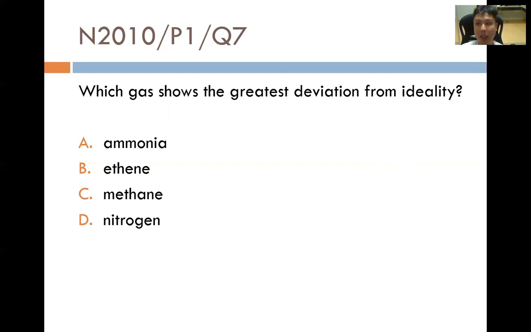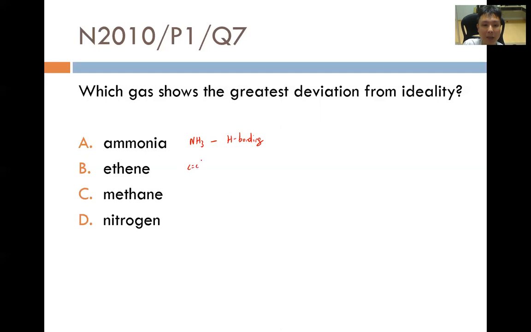And generally, the stronger the intermolecular forces of attraction, the greater the deviation from the assumptions of the ideal gas equation, and hence the greater the deviation from ideality. So our job here is to figure out which one of these four molecules actually has the strongest intermolecular forces of attraction. For ammonia, the molecular formula is NH3, and hence the intermolecular force of attraction is that of hydrogen bonding.